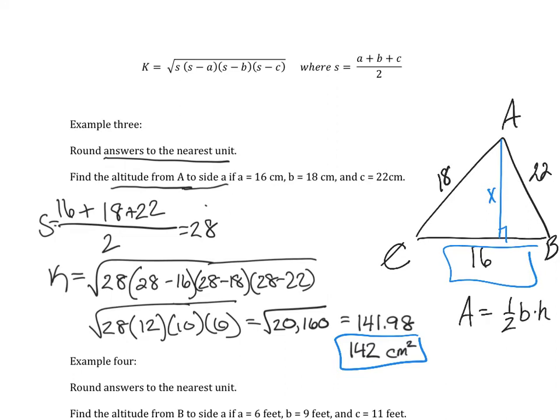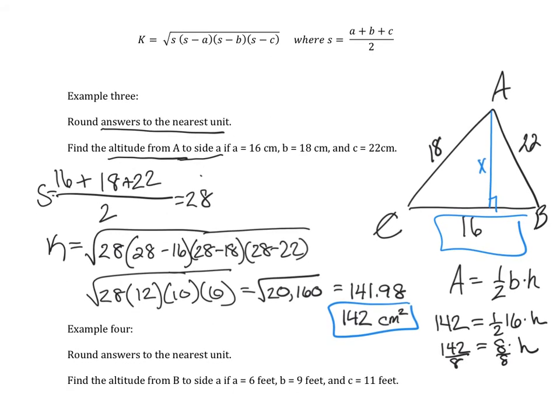So I'm going to change the A into 142 because that's the area. We know the base is 16 and we have to figure out that altitude, that height. So you take 1/2 of 16, which is 8. You have 142 equals 8 times height. Divide each side by 8, and that will give us the height.